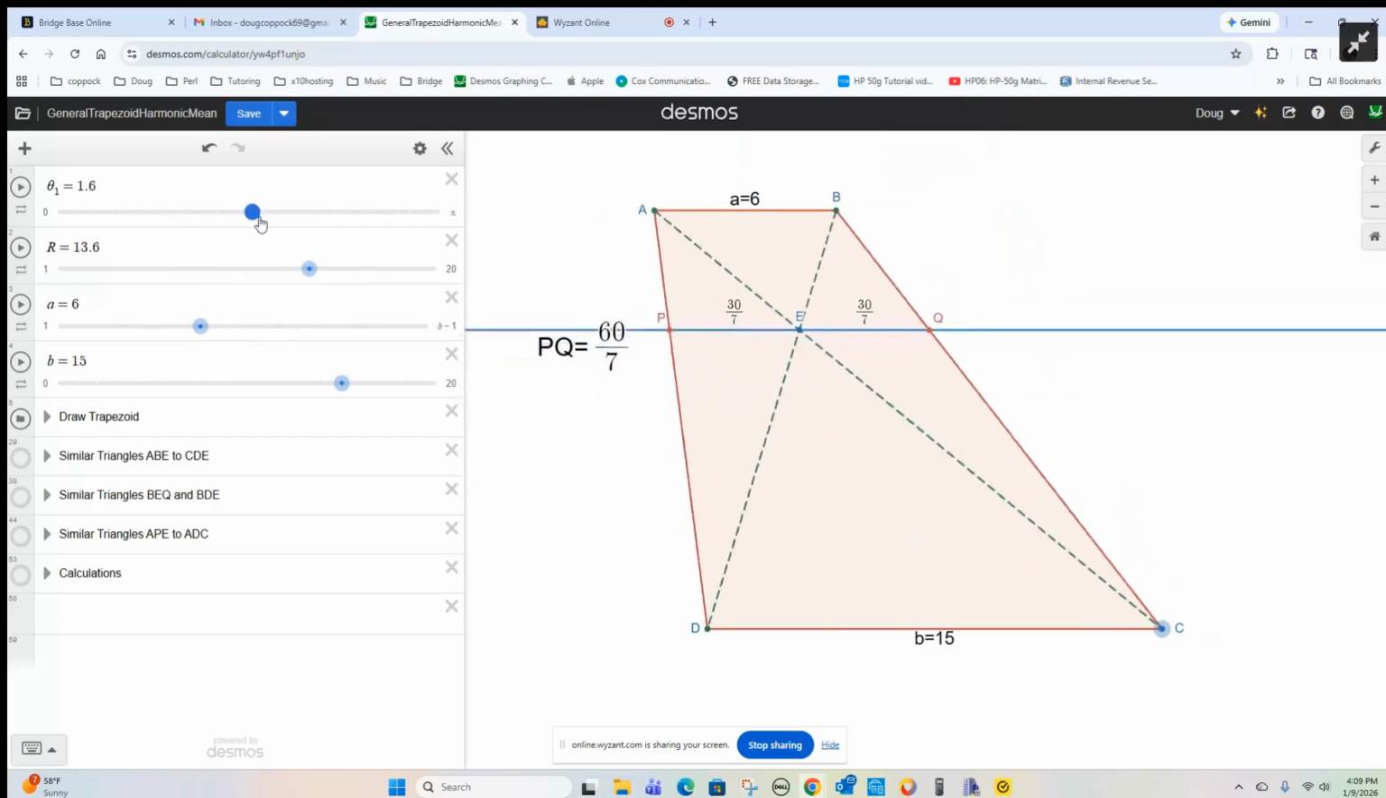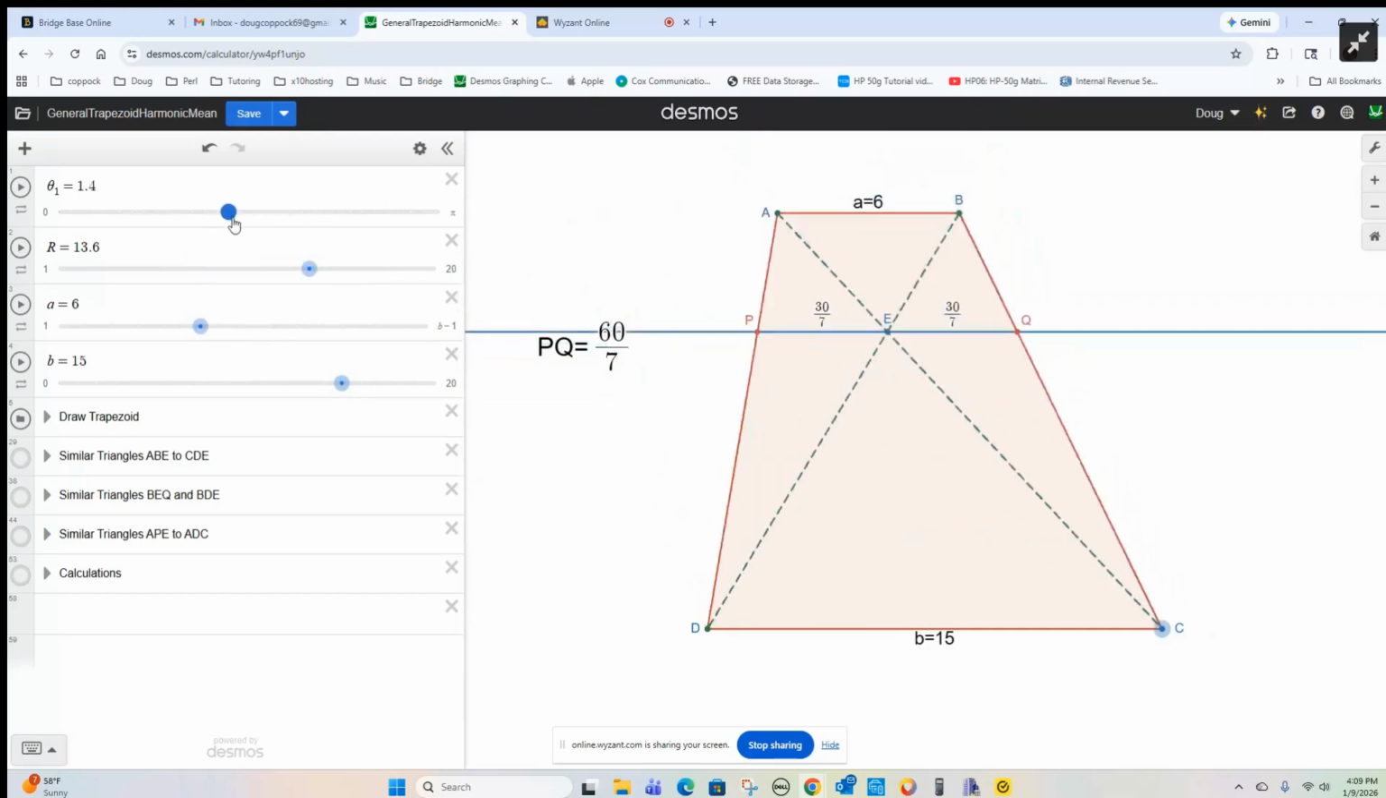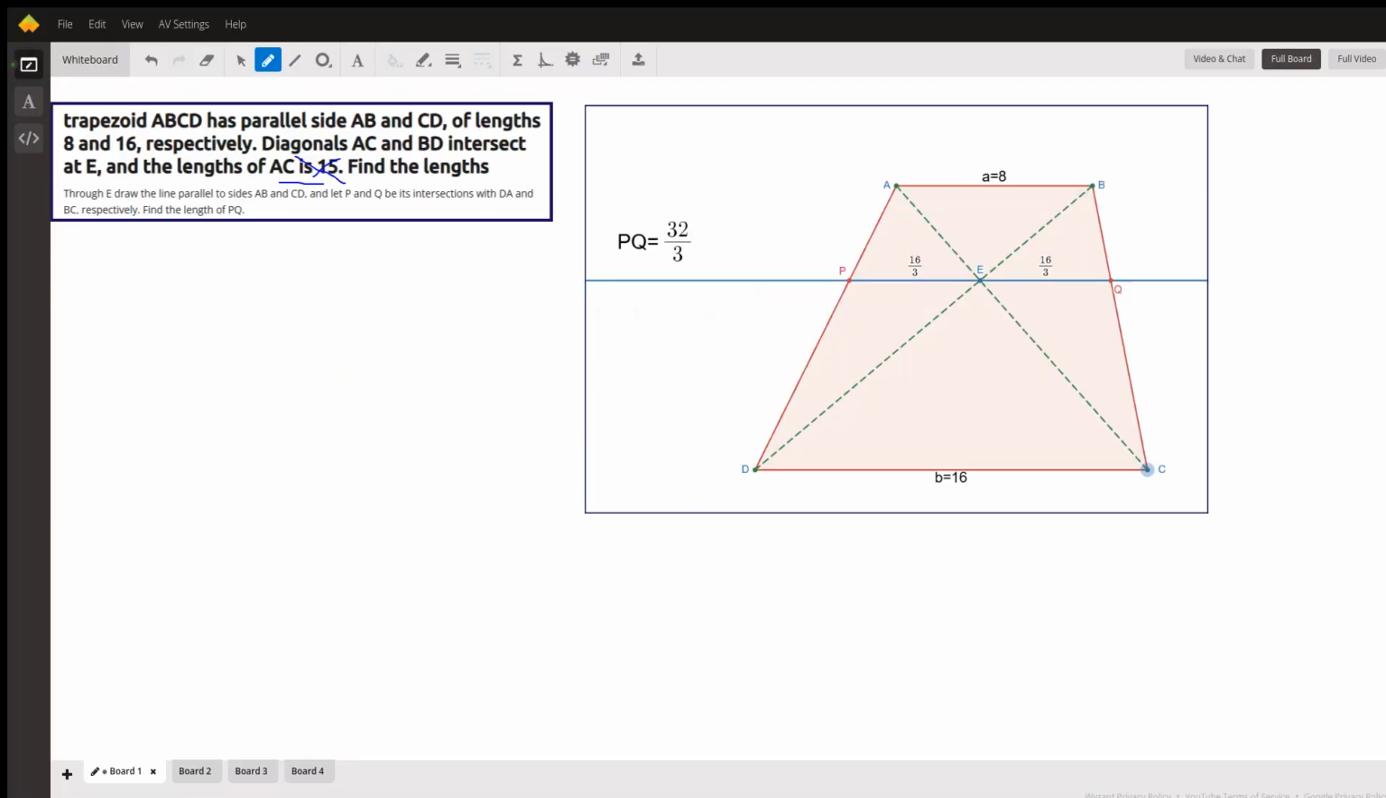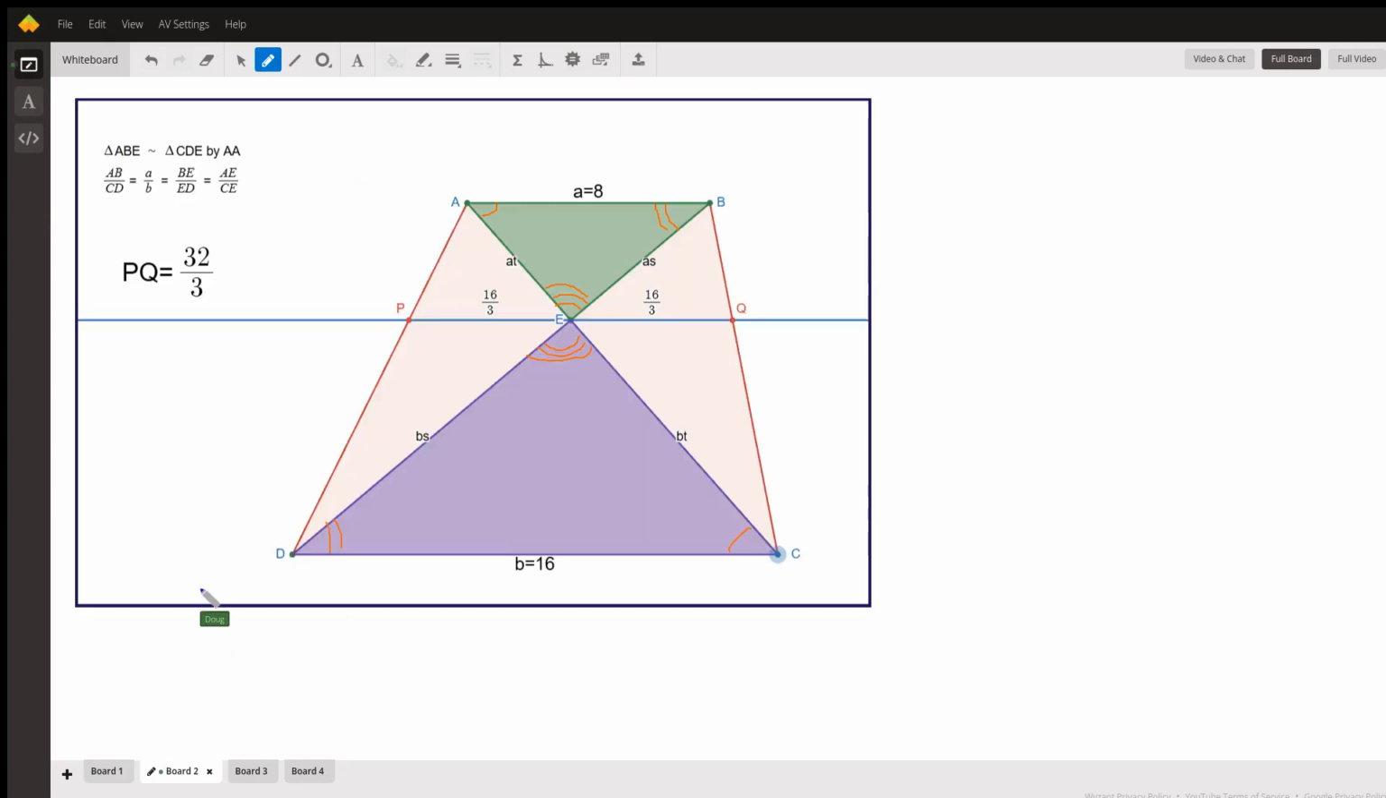There's the rotation. Okay. So now the question is, how do you derive the fact that when A is 8, B is 16, we get this 32/3? Okay, so here we go.